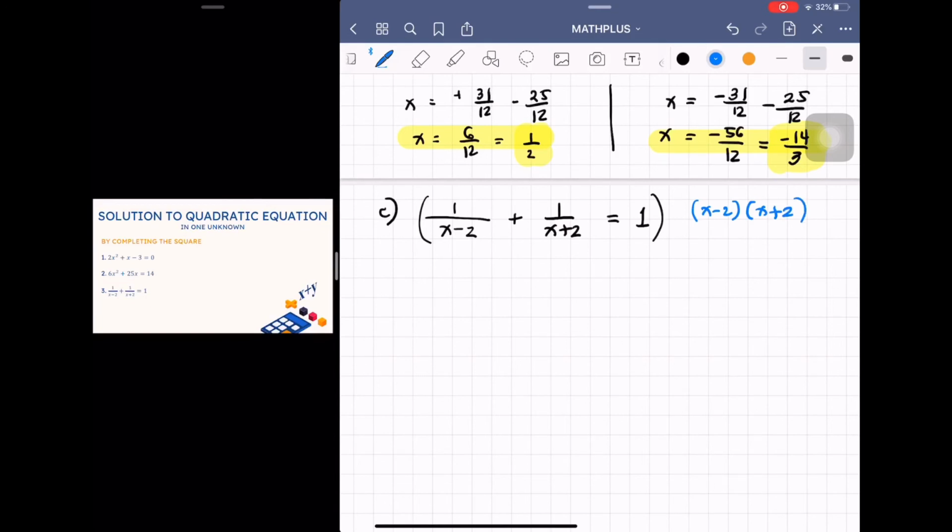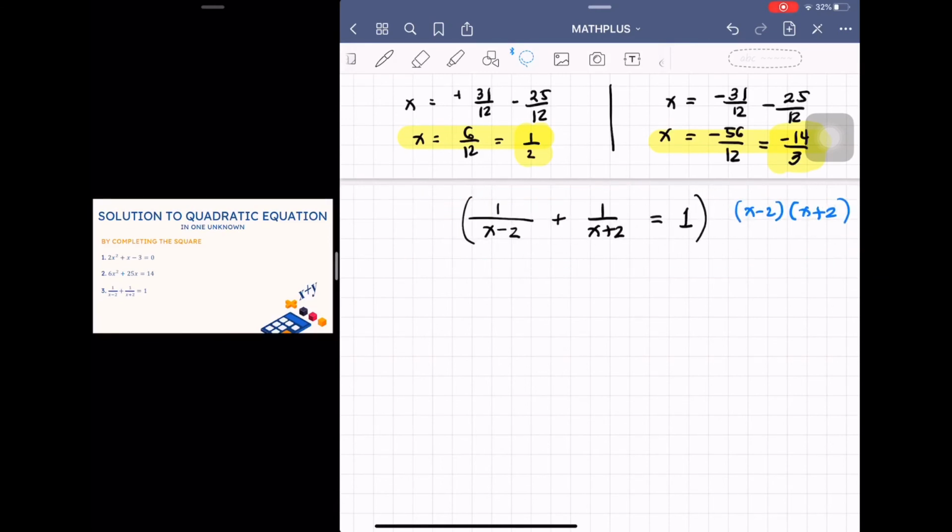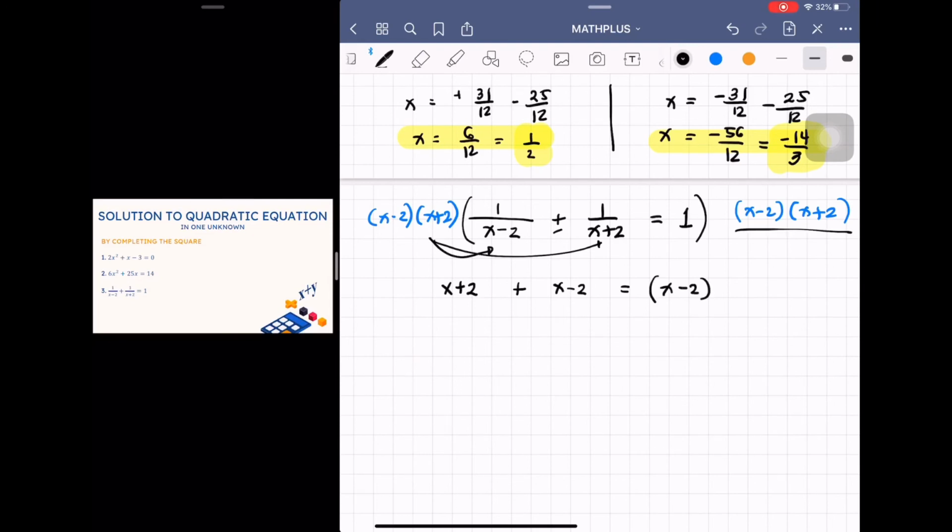I'll do that on the left side of the equation as well. I have to multiply this with x minus 2 and x plus 2. Distributing this to the first term, that will cancel x minus 2, and I'll have x plus 2 in the numerator. Plus, multiplying this to the second term will cancel x plus 2, so I'll have x minus 2, equivalent to, on the right side, x minus 2 times x plus 2. The next thing is to simplify.